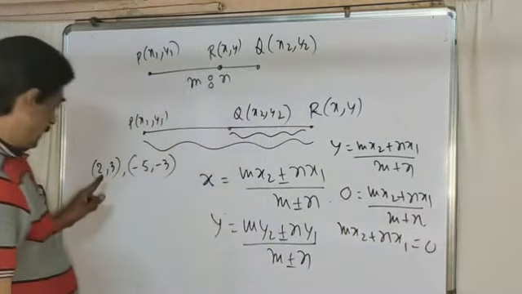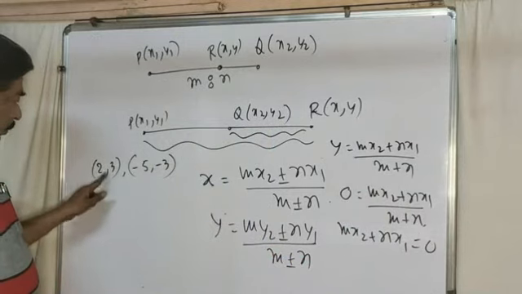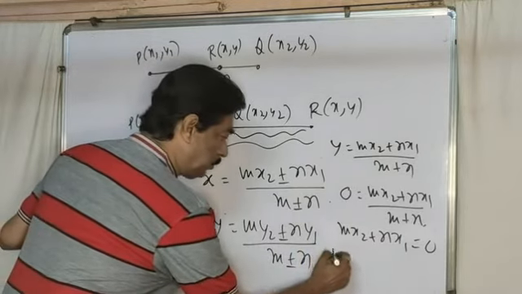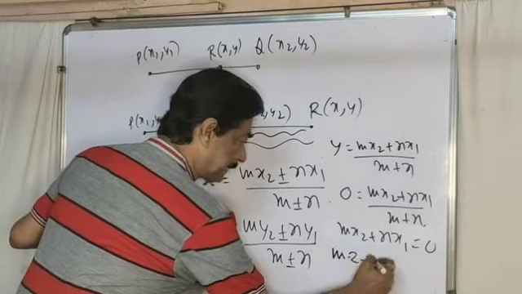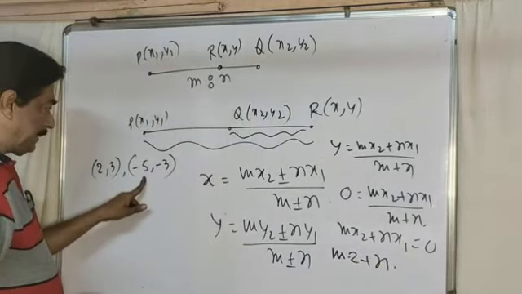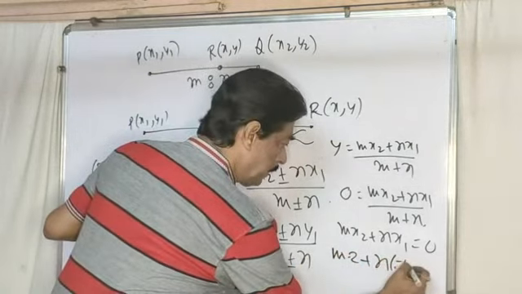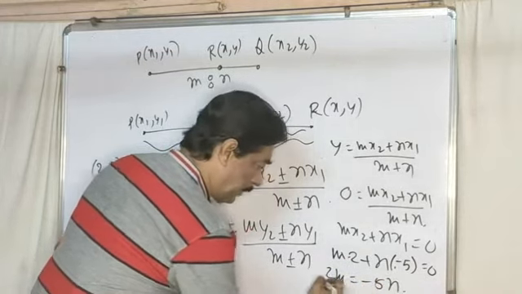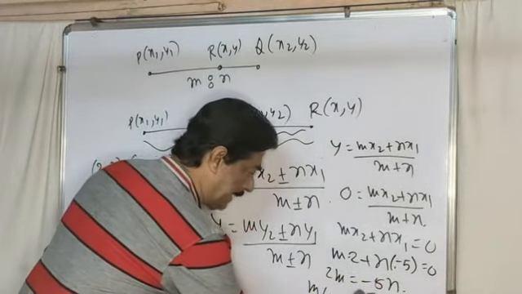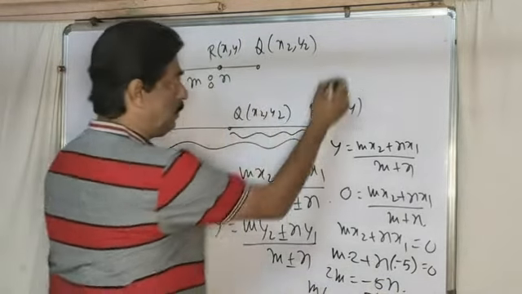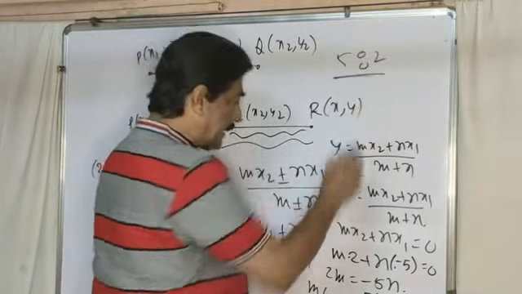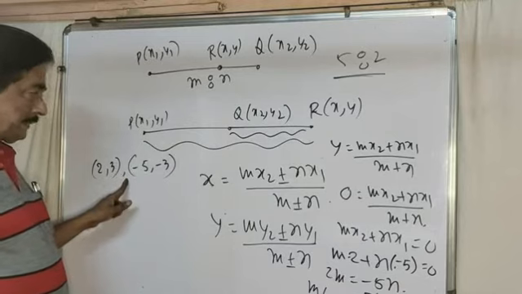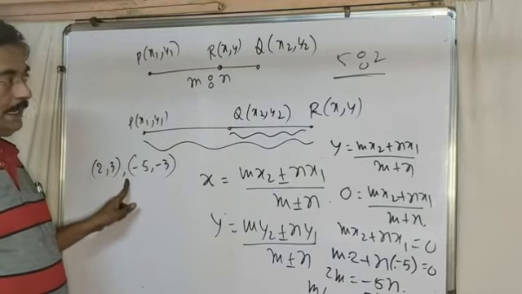Now put the values x1, y1, x2, y2. So x1 is 2, so m into 2 plus n into x2, and x2 is minus 5. The result is 0. So 2m equal to minus 5n. So m by n equal to minus 5 by 2. The ratio will be 5 by 2 and minus stands for external division. So now these 2 points divide externally by the x-axis, the ratio is 5:2 and the division is external.